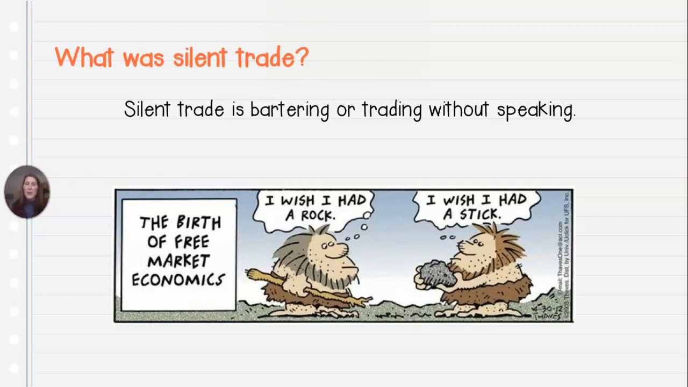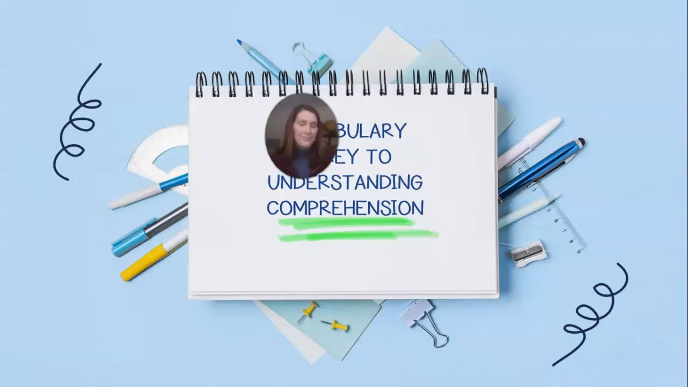And silent bartering, trading without speaking, why would they do that? There were different languages. And so sometimes the languages didn't match, they didn't understand. So they basically had to say, hey, I have a stick, I have a rock, you want to trade? Obviously they didn't probably trade rocks and sticks, but nonetheless, you get the idea.